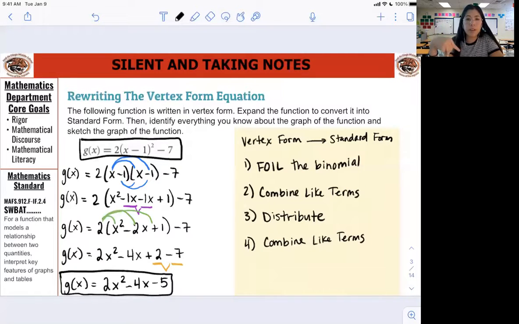Then I figured out standard form. What does standard form tell me? The y-intercept. So I started off with limited information. I only knew the vertex, which helps me a little bit, but it doesn't give me the full picture. But now I know the vertex and the y-intercept, and that's enough information to graph this function. So next thing we're going to do is graph. Again, any final questions on this?